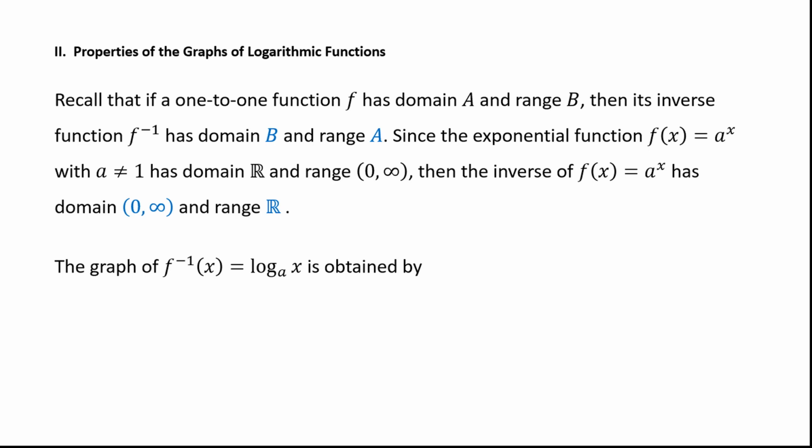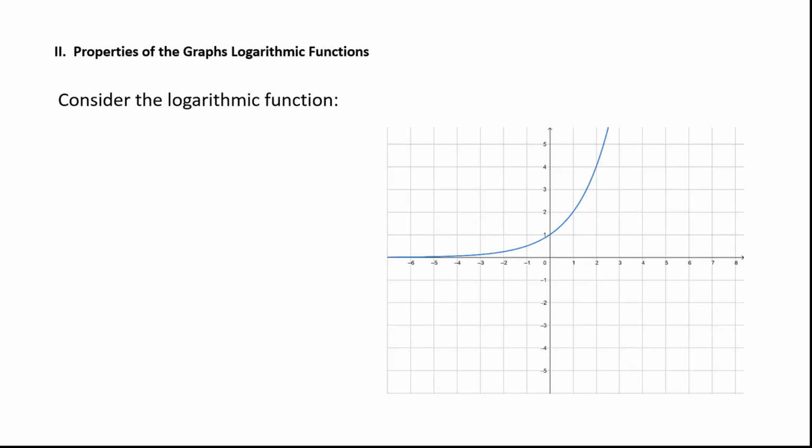The graph of f inverse of x equals log base a of x is obtained by reflecting the graph of f of x equals a to the x along the line y equals x. Consider the logarithmic function y equals log to the base 2 of x. Before we proceed, let's observe that the graph of y equals 2 to the x is provided. And then let's record some points.